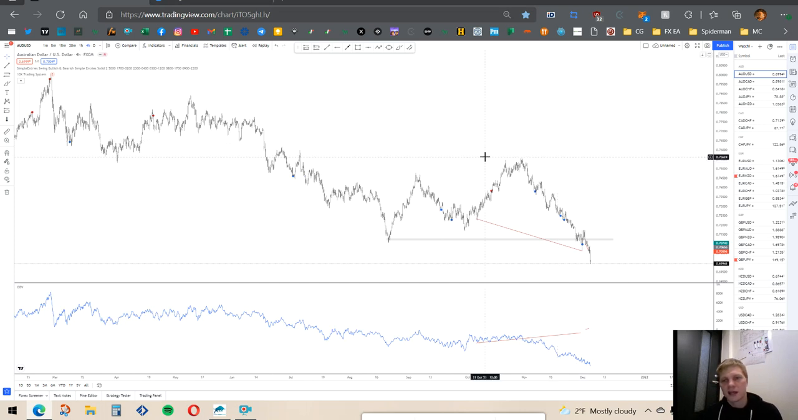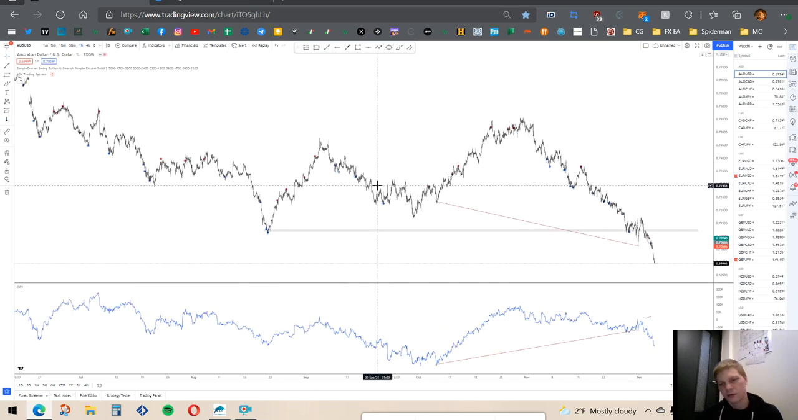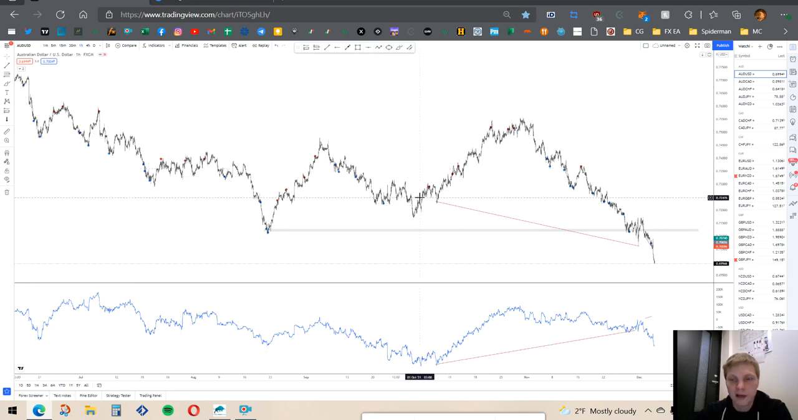So basically what my strategy consists of is I look for four things. I look for a support or resistance. I look for a buy or a sell signal on the simple entries indicator. Then I look for divergence. Those are the key three things.